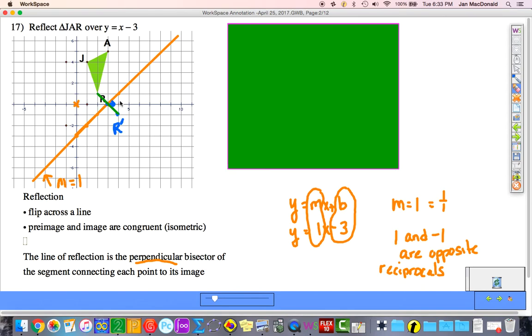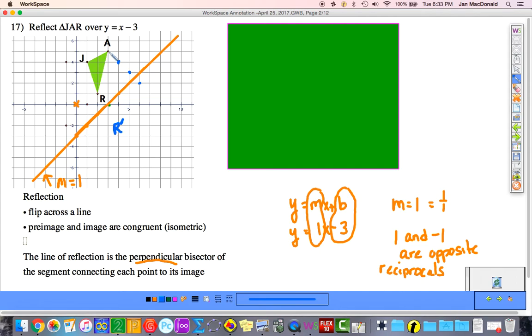So I'm going to erase that so I have some room to maybe reflect a few more of the points. Sorry, I just had to redraw the line. Let's reflect A. Again, we need opposite reciprocal slope. So from A, I'm going to go down one, right one, down one, right one. I go down one, and I kind of bump into the line, so I go right one. And you see here that this diagonal distance is cut exactly in half by the line.